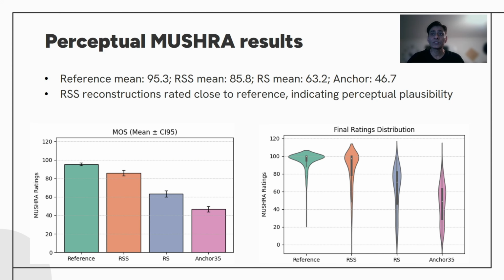This slide shows the results of our MUSHRA listening test. The reference RIRs unsurprisingly received the highest score. The reconstructed RIRs using random sign sticky reach a mean score of about 86, which is remarkably close to the reference. Random sign performs worse because of its abrupt sign changes, while the anchor behaves as expected. Overall, listeners found the RSS method highly convincing.